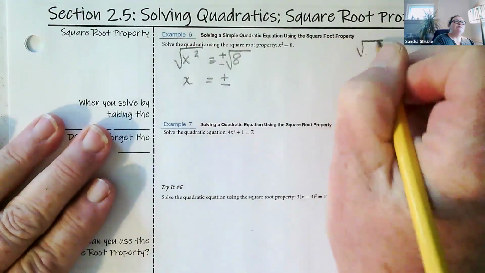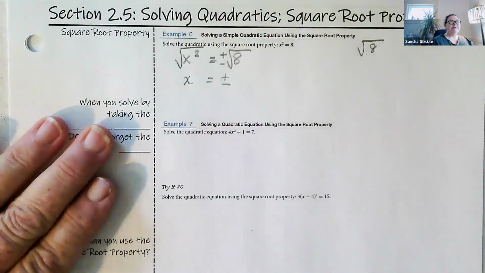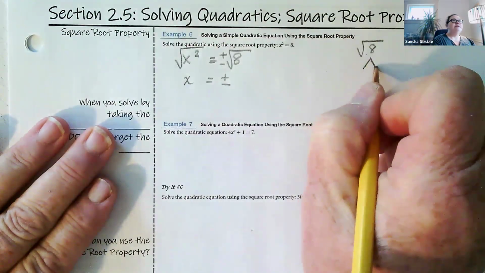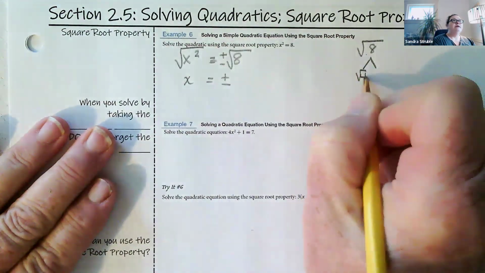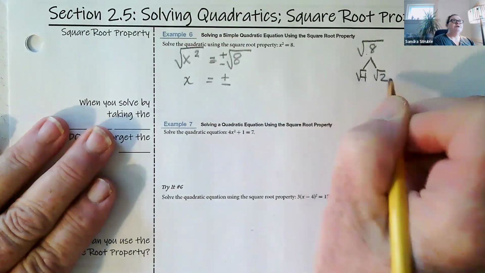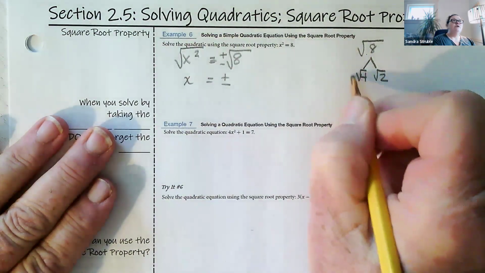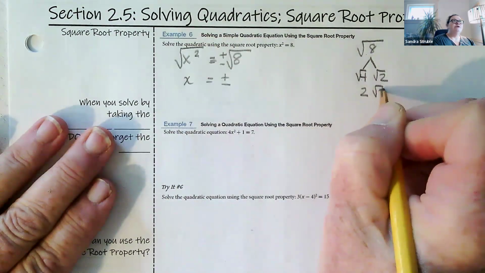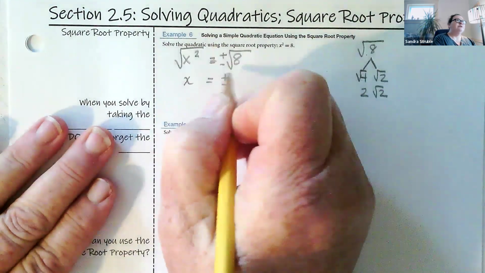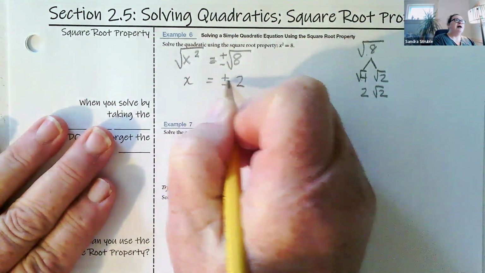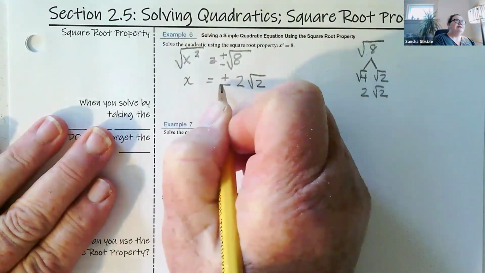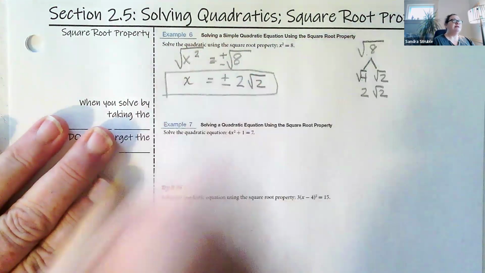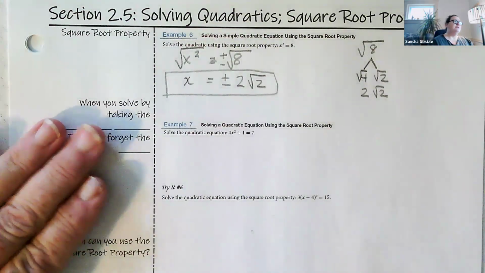Now I want to take that square root of 8 because I know there's a perfect square hidden in there. And I want the actual answer for this. So I want to factor this into the square root of 4 and the square root of 2. 4 times 2 is 8. The square root of 4 is 2. So 2 square root of 2. That is going to be our answer. x is equal to the positive of 2 square root of 2 and the negative of 2 square root of 2. No decimals. I expect to see it in square root version.